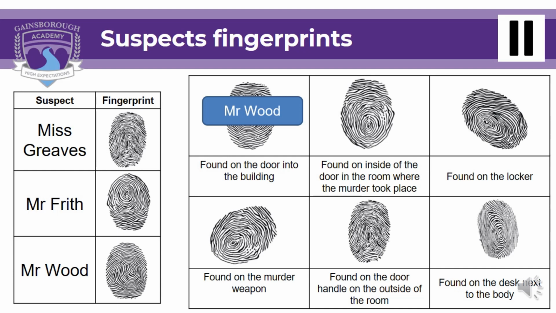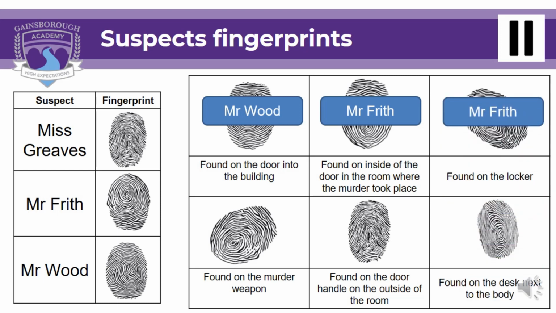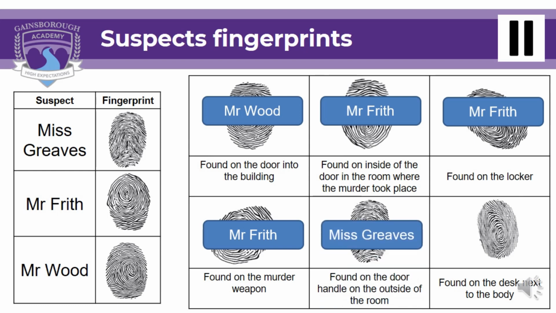The second one, found on the inside of the door in the room where the murder took place, hopefully you identified as belonging to Mr. Frith. The third one, found on the locker, again belongs to Mr. Frith. The fourth one, found on the murder weapon, another one for Mr. Frith. And then the fifth one, found on the door handle on the outside of the room, belonged to Miss Greaves. And finally, found on the desk next to the body, this fingerprint was unidentified. It didn't match any of our suspects. So who could that belong to?